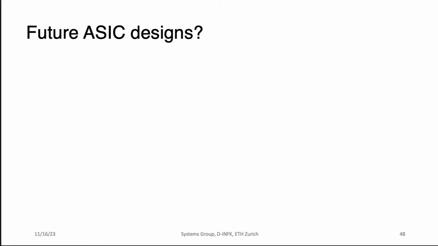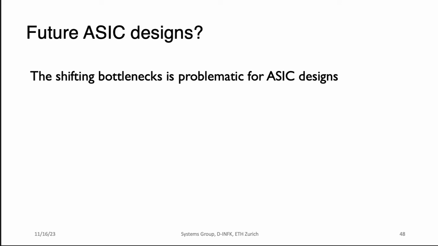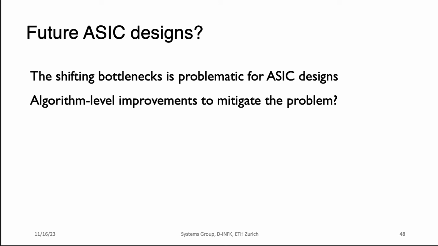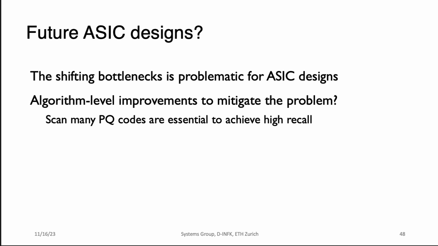So far we have done a grand design space exploration by using FPGAs, but given the rising importance of vector search, what about future ASIC designs? Because obviously, ASICs cannot be so easily reprogrammed for different users' requirements, and the shifting bottlenecks is a big problem for ASICs. Well, we found out that there must be some algorithm-level adjustments to mitigate the problem. First, scanning many quantized database vectors is essential to achieve high recall because we want to have a reasonably large search space in order to have a higher chance to find the nearest neighbors.